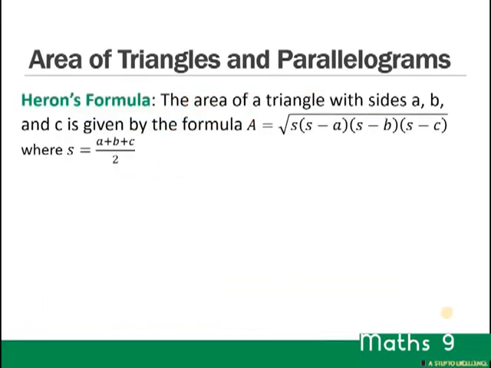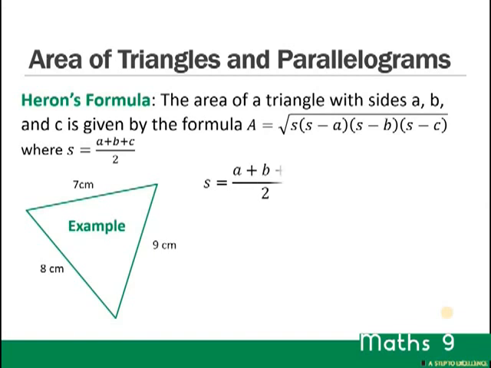Heron's formula. The area of a triangle with sides a, b and c is given by the formula A equals the square root of s times s minus a times s minus b times s minus c, where s equals a plus b plus c over 2.